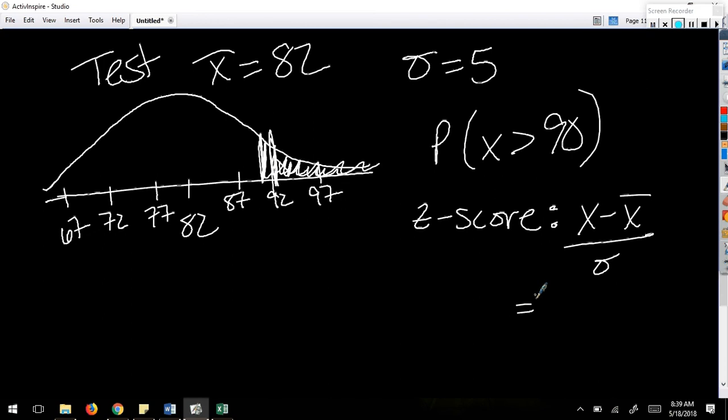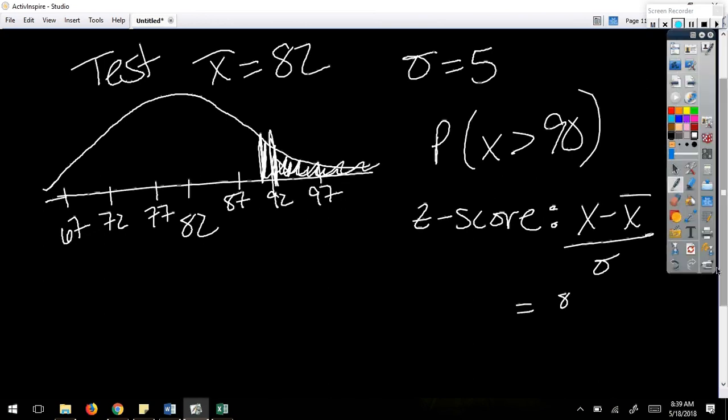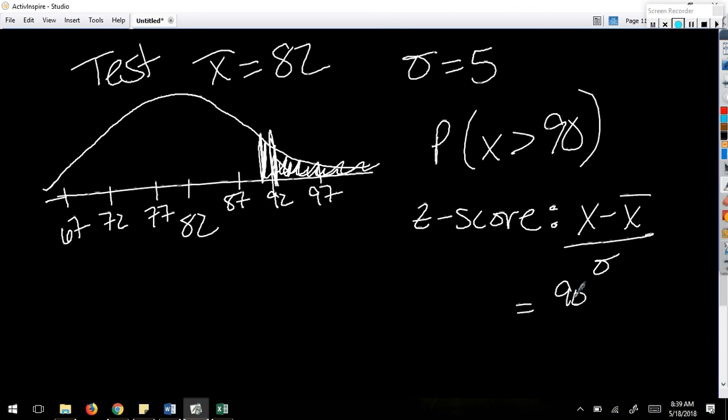All right, so here I have 82. Not 82, 90 minus 82 divided by 5. What do you get? Somebody? 8/5, right? Which is 1 3/5, which is 1.6.